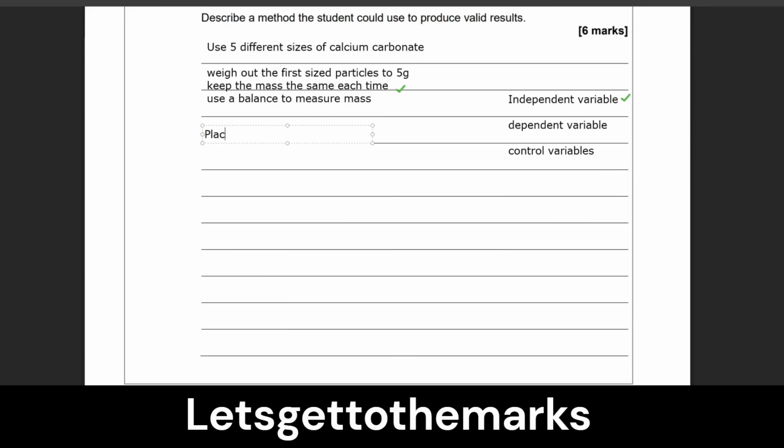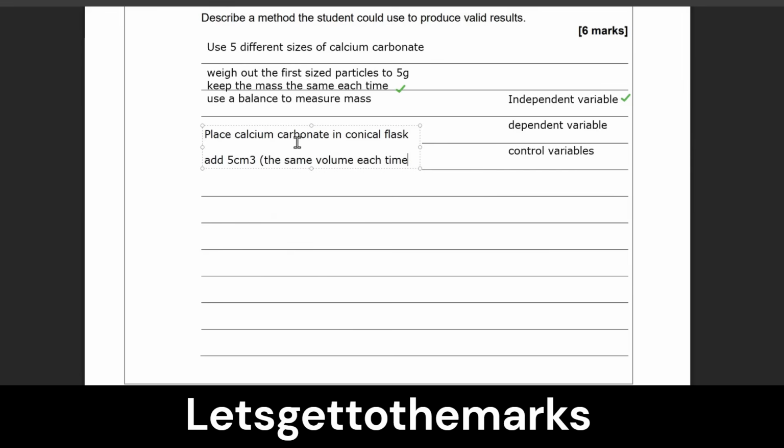I'm going to say place calcium carbonate in conical flask. I'm not going to get a mass for saying place in conical flask. It's the next bit, which is one of my control variables I'm going to hit up. So add, and I'm going to give a volume, 5 centimeter cubed, or you could just say the same volume. So you could say the same volume each time.